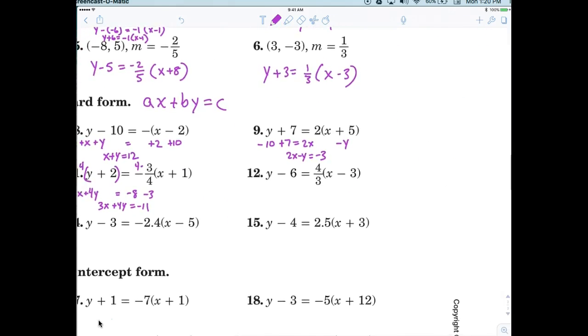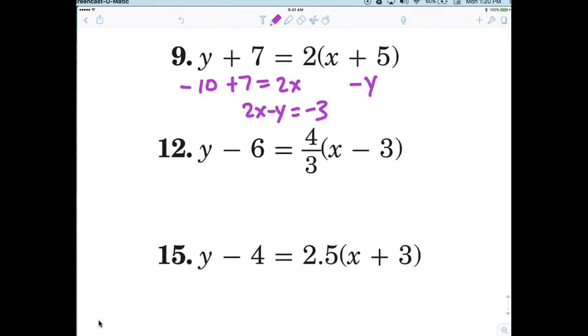Number 12. Again, what do I need to multiply everything through by? 3. So 3y minus 18 equals 4x minus 12. So far, so good? Everybody happy?